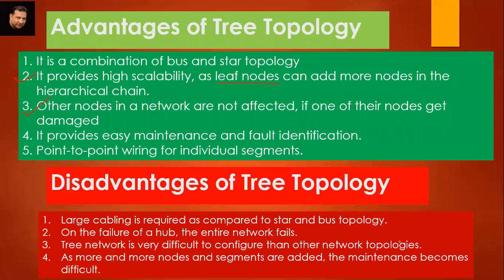Fourth point, as more and more nodes and segments are added. Segments means LANs. For example, in the previous diagram I made star topologies, Star 1, 2, 3, 4. These can be considered as segments. So as more and more nodes and segments are added up, the maintenance becomes quite difficult. For all this, we need experts.